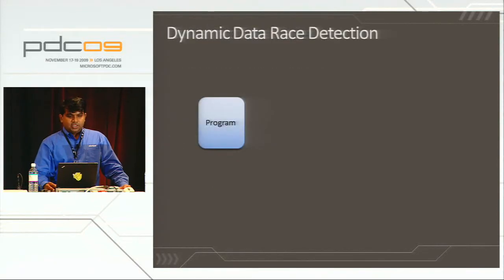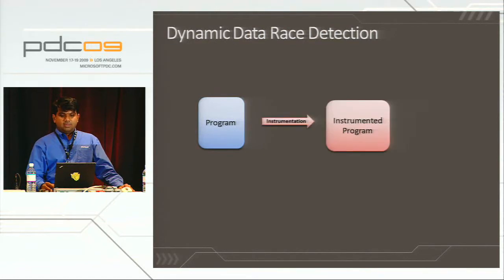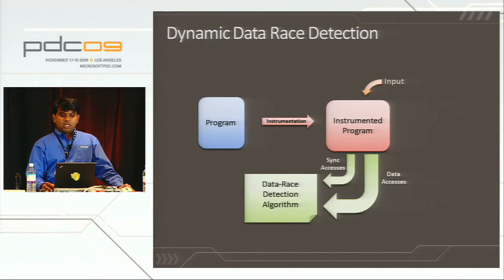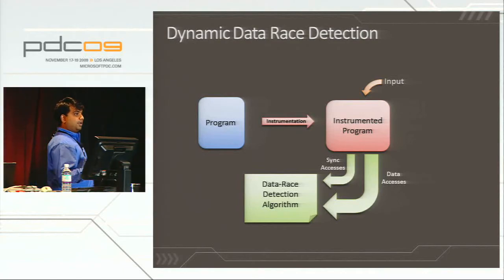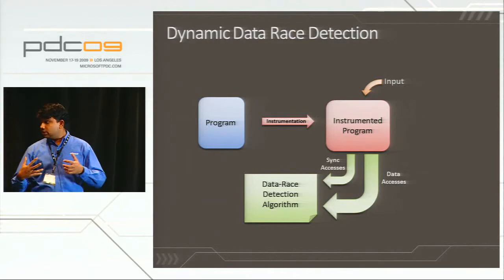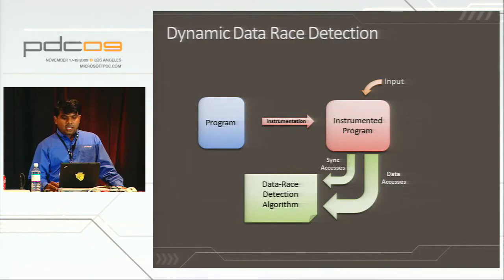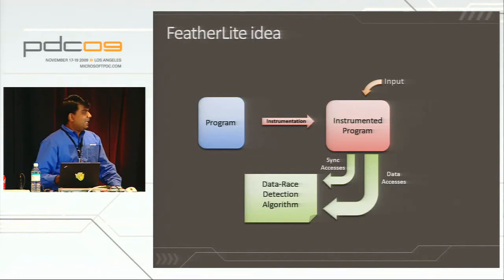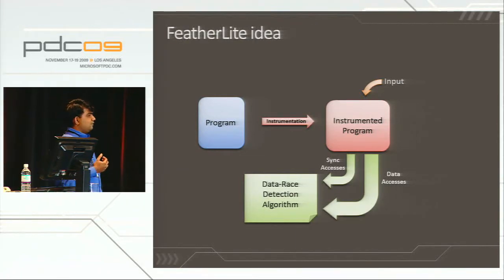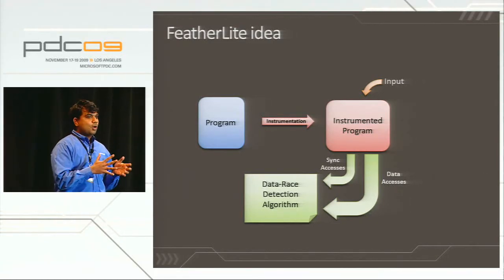Typical dynamic data race detection works like this. You take a program and do the instrumentation. On a particular input, when the program runs, we collect data about the program: all the synchronizations that the program performs and all the data accesses. Then you feed it to an algorithm. The main overhead comes because collecting data accesses adds a lot of overhead to your program.